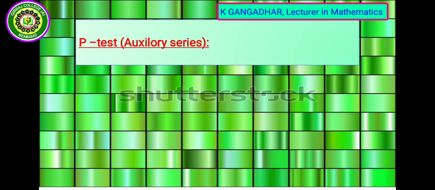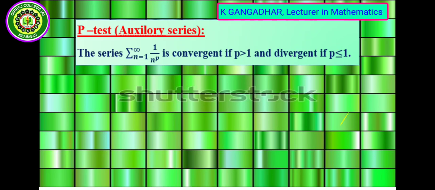Now the p test, also called the auxiliary series. The statement of the p test: the series sigma 1 by n power p is convergent if p greater than 1, and it is divergent if p less than or equal to 1.